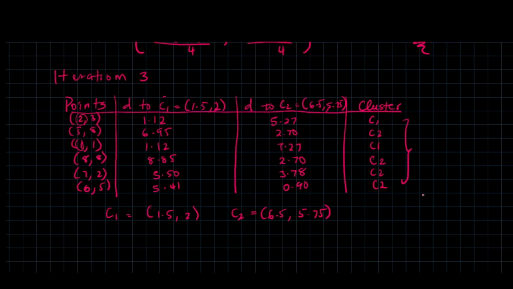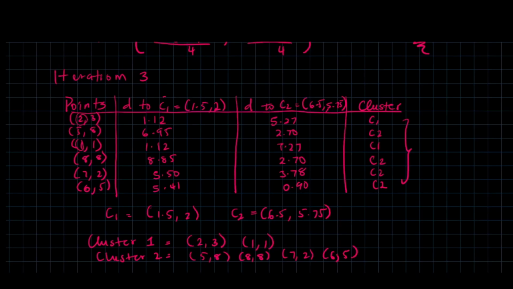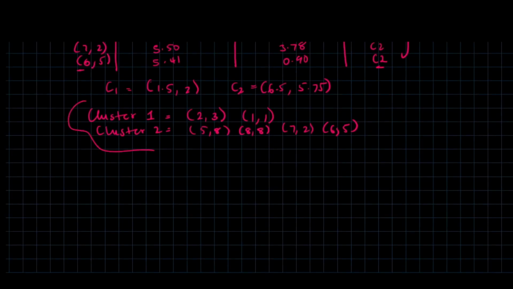Therefore, let's pick out our final clusters. Our final cluster 1 is equal to (2, 3), (1, 1). And our cluster 2 is (5, 8), (8, 8), (7, 2), and (6, 5). I'm simply getting it from this point, as you can see here. This is our final answer for the clusters.